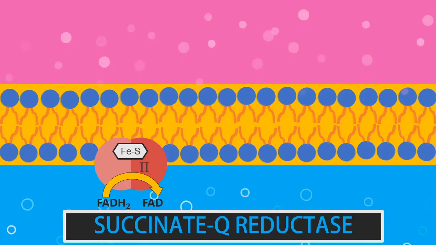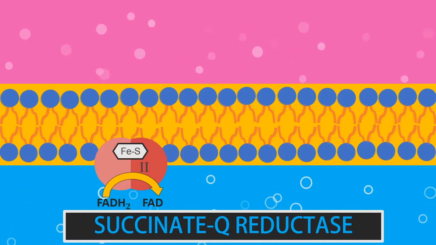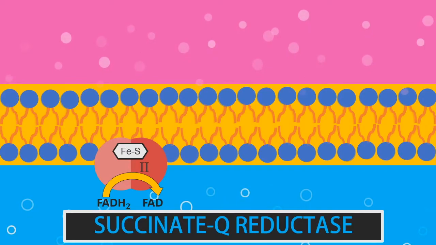Complex 2 is called succinate-Q reductase. Its main job is to receive electrons from FADH2.